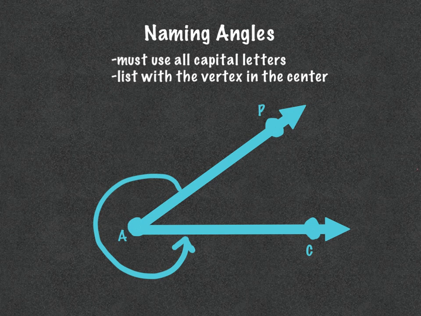All right, here's a reflex angle. Again, we're going to have our little mini angle symbol: angle PAC or angle CAP. Okay, so that is how you name angles, and those are the types of angles.